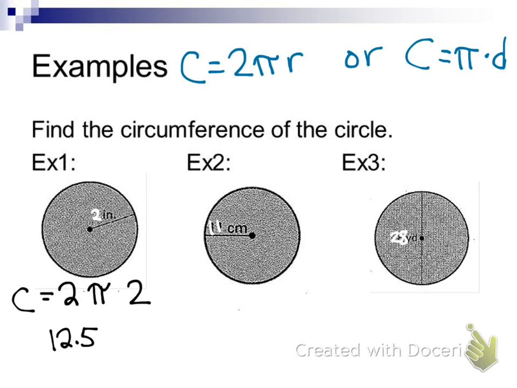12.5. Let's round that. There's a 6 after the 6, so it goes up to a 7. We are rounding 2 numbers after the decimal. 12.57 inches. 2 times pi times the radius.